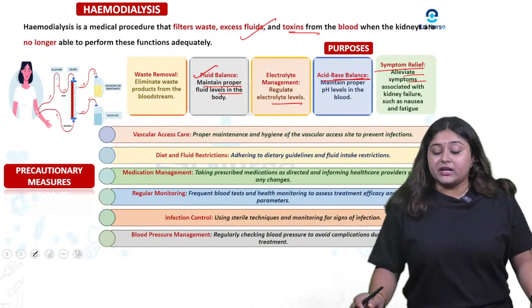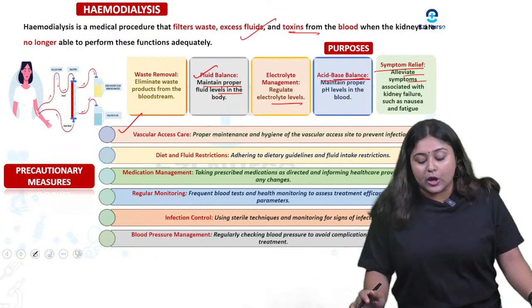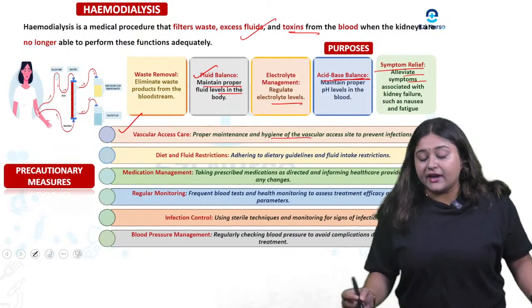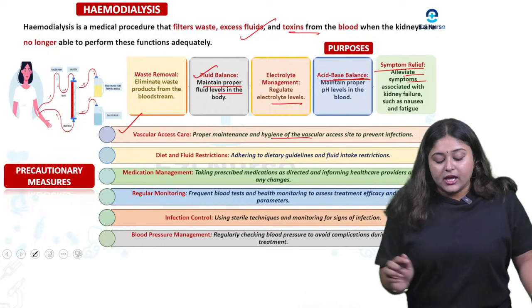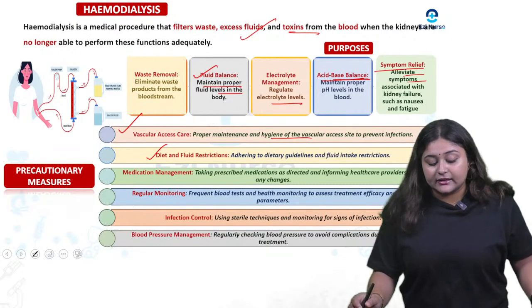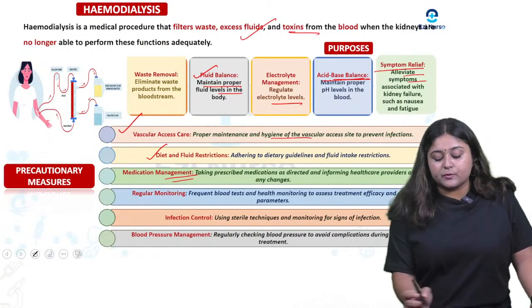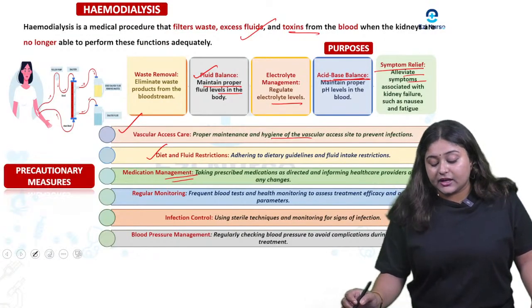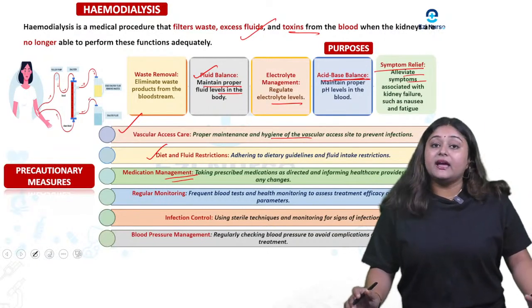What are the precautionary measures? First is vascular access care. In this we have to maintain proper hygiene of the vascular access site for prevention of infection. Next is diet and fluid restrictions. So we have to adhere to the dietary guidelines and also the fluid intake restrictions. Then medication management, we have to take the prescribed medications as directed by the physician and informed by the healthcare workers.